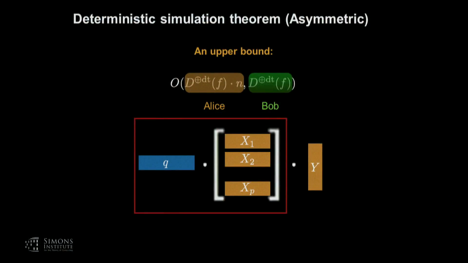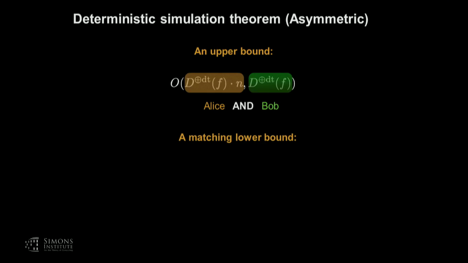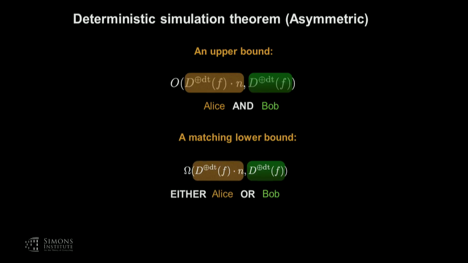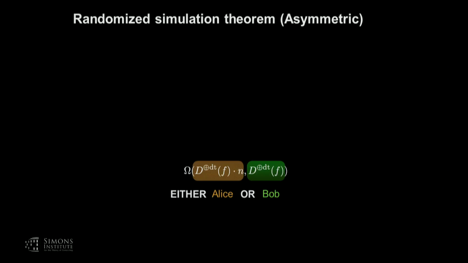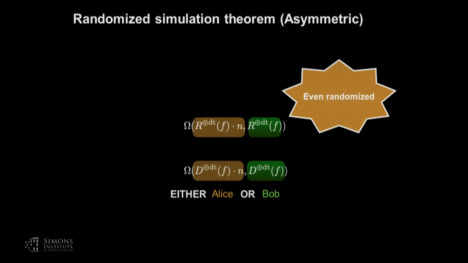Okay, so this is a very natural upper bound, and what we show is that this is the best that they can do in general. Meaning that in any protocol for this game, either Alice will have to communicate this many bits, exactly matching what the upper bound is, or Bob will have to communicate that many bits. And this also actually turns out to be true for the randomized model. So we can not only prove a deterministic simulation theorem, but the same proof with a bit more work extends to the randomized model as well.